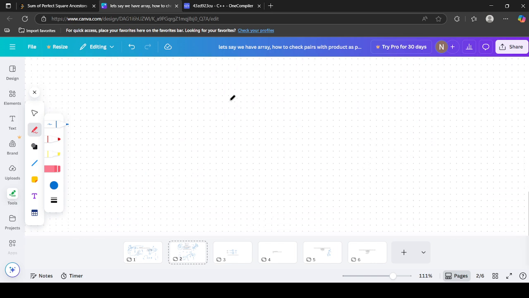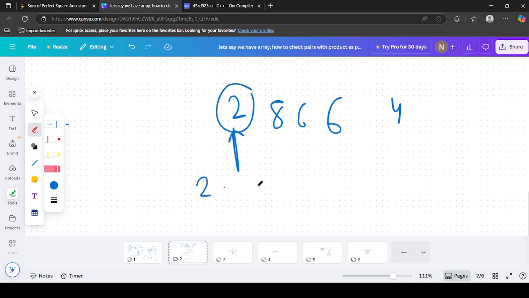For example, let's say we have 2, 8, 6, 6, 4. So we have this array. And coming to 2, can we divide 2 by any other perfect square to boil it down? No, because 2 is the least prime value. So map of 2 is equal to 1.